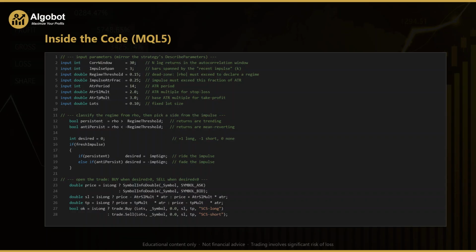The stop loss sits at ATRSL multiple times ATR below the entry for a buy, or above it for a sell. The take profit mirrors that, at the conviction scaled multiple times ATR above for a buy and below for a sell. On the last 2 lines you can see both sides explicitly. Trade.buy is called for a long with the long comment, and trade.sell is called for a short with the short comment. Same structure, mirror direction.